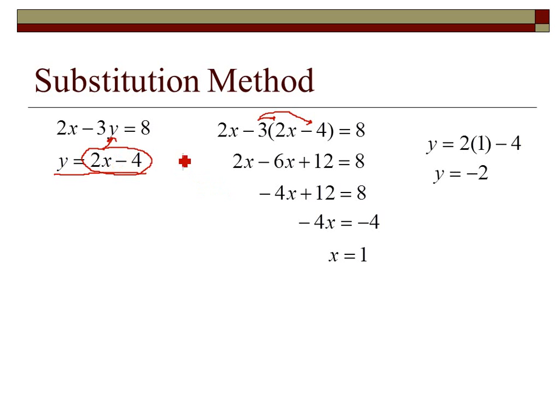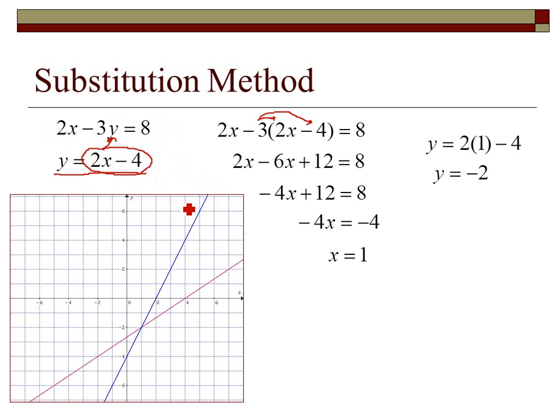Now what this just showed you is these are equations of lines. So if I was to graph both these lines, you would have this one right here is y equals 2x minus 4, the one that's in blue. The other one was the 2x minus 3y equals 8. Then notice the point of intersection right here is the point 1, negative 2. That is the same as the solution. So you will often see the solution to a system written as an ordered pair. That way we know it's the intersection of two lines.